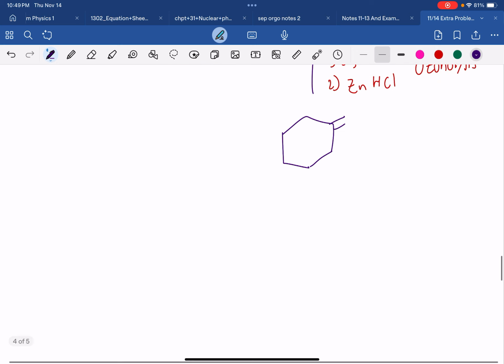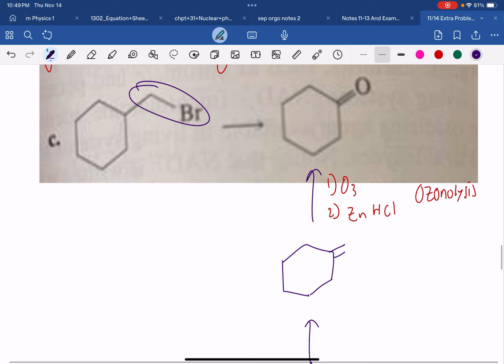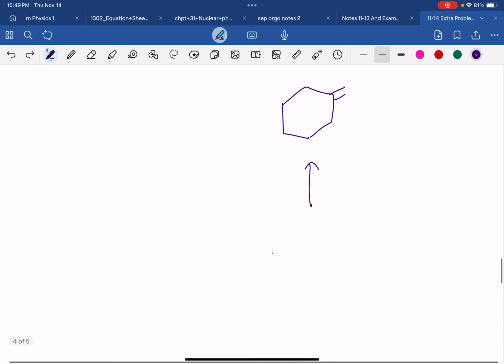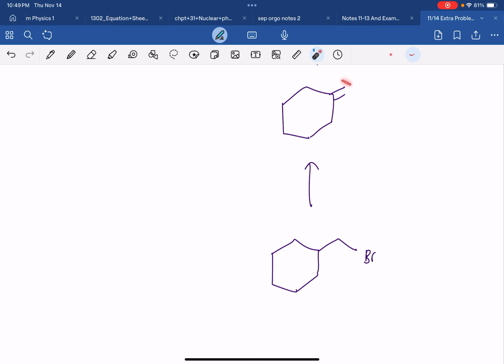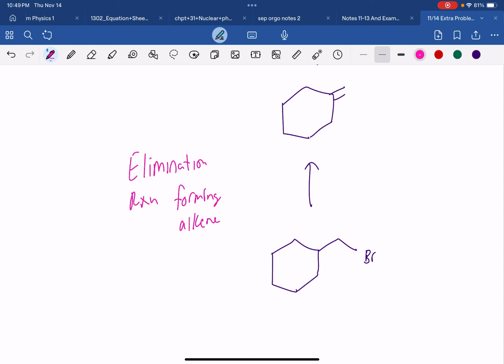And then from here, we know we need to go back somehow to this bromine structure. So let's just draw this out here like this. All right, and recognize that we added what? We added a double bond. So we lost the bromine, we added a double bond. So what kind of reaction is this? It's an elimination reaction, forming an alkene.